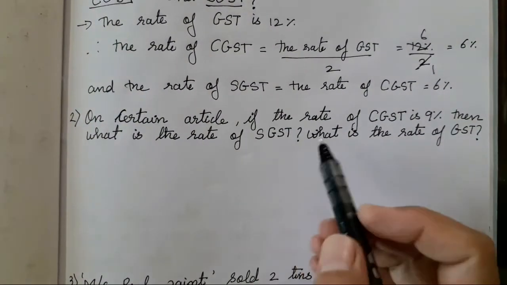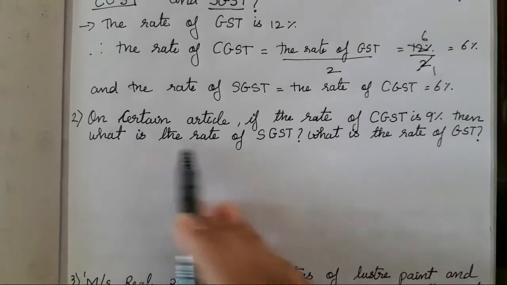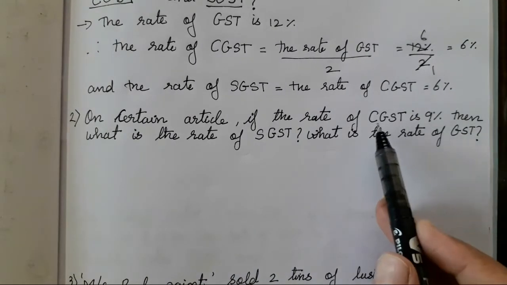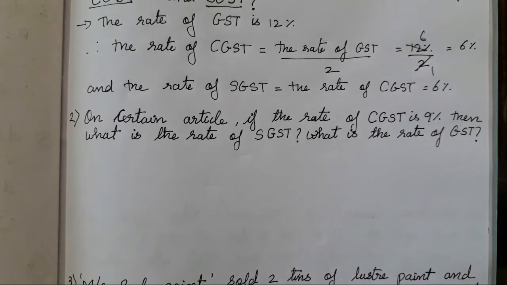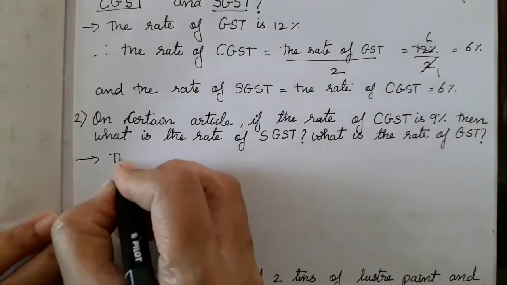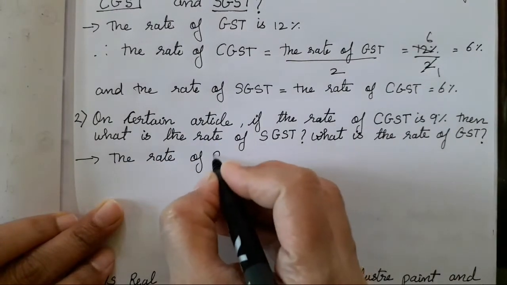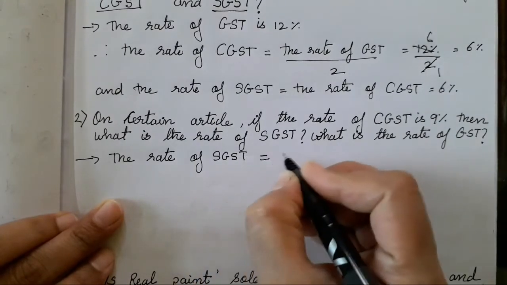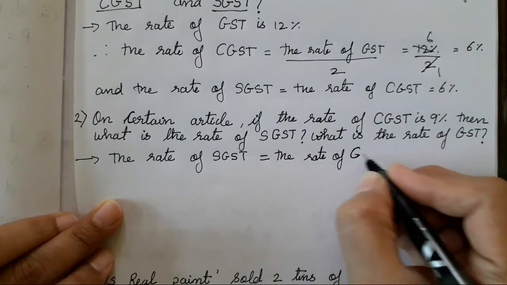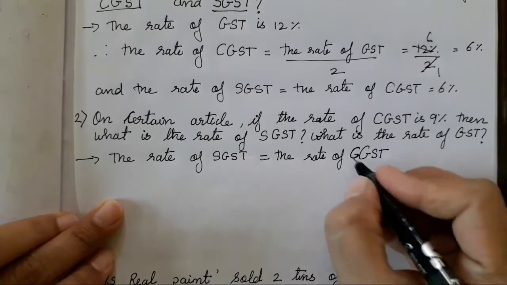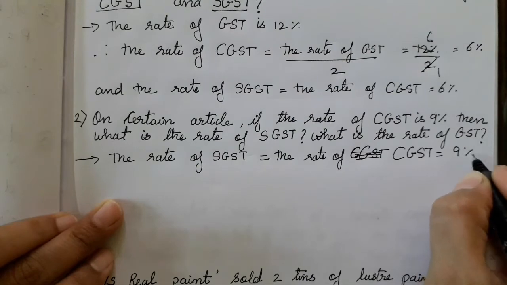On a certain article, if the rate of CGST is 9%, then what is the rate of SGST? Just now I said whatever is going to be the CGST, the same is going to be SGST. So what is the rate of GST? Now we have to find GST. First, whatever has been given, we will write it down. The rate of SGST is equal to the rate of CGST, which is supposed to be 9%.